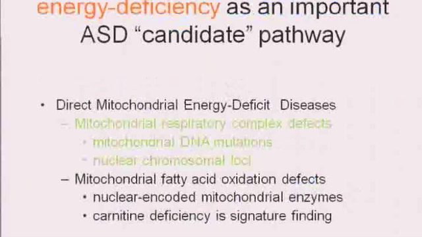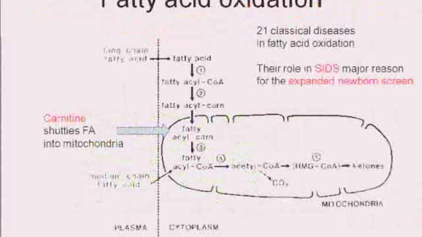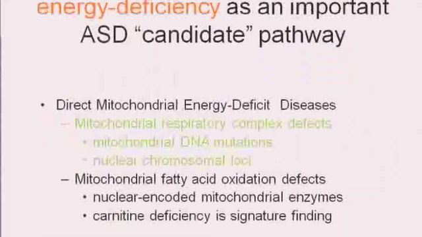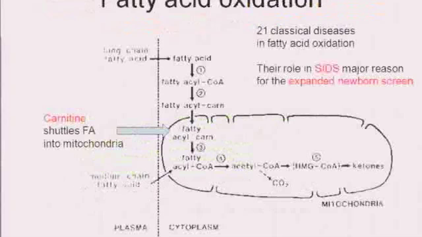Now, I mentioned that we had another major energy-producing pathway, fatty acid oxidation, that actually was the lead-in for our group here at UCI to become interested in this correlation a long time back in 97, when we saw abnormalities in fatty acid oxidation in some very unusual families. And the fatty acid oxidation signature is carnitine deficiency. That's the signature finding.